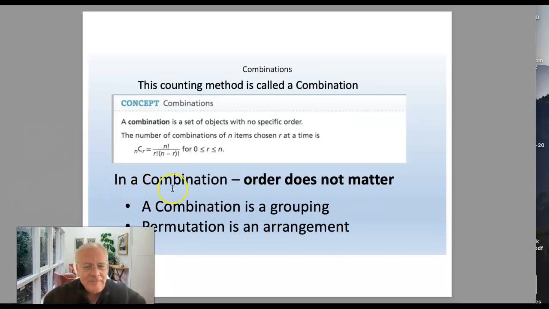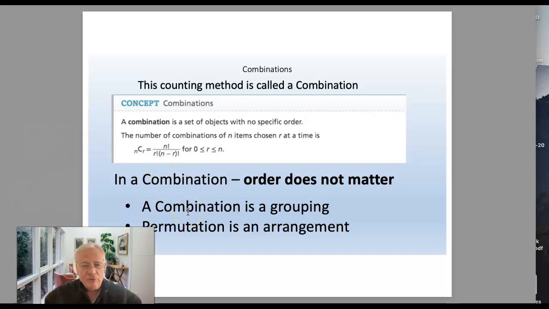And here's the formula. It's very similar to the permutation, where it's n factorial on top, and n is how many we're choosing from. The bottom again is n minus r factorial, just like a permutation. But then you also have to divide by the r factorial, because order does not matter. We're just counting the groups. And again, r is how many we're choosing for the group.